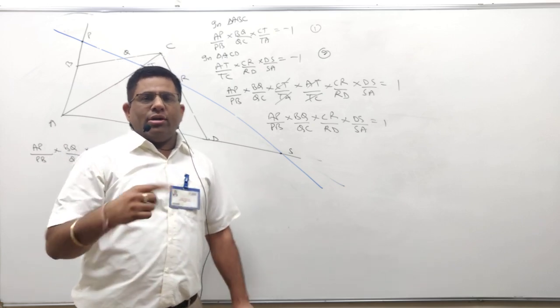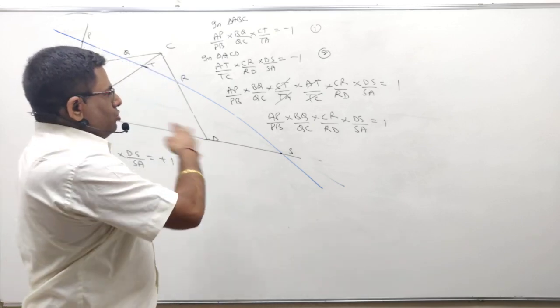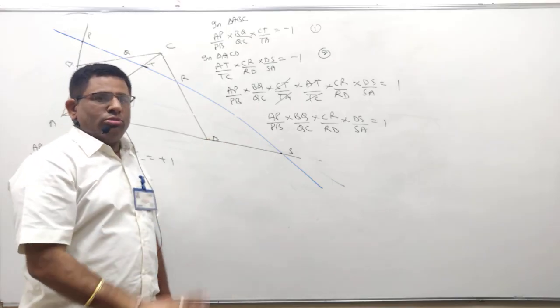That is, for a polygon having n number of sides, if n is odd, then the ratio is negative. If n is even, then it comes out to be positive.